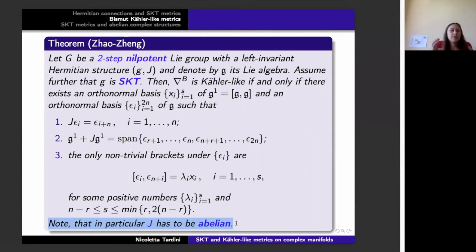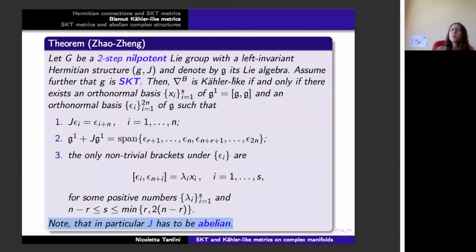But the point is that in the nilpotent case, having a Kähler-like metric is forcing the complex structure to behave in a particular way, to be abelian. And so at some point with Anna, Fino, and Luigi, with Vezzoni, we were trying to study this Bismut Kähler-like condition, also in relation with the pluriclosed flow. I will not actually talk about the pluriclosed flow. Anyway, it's this flow of Hermitian metrics that preserves the SKT condition. So we were wondering whether this flow also preserves the symmetries of the curvature, okay?